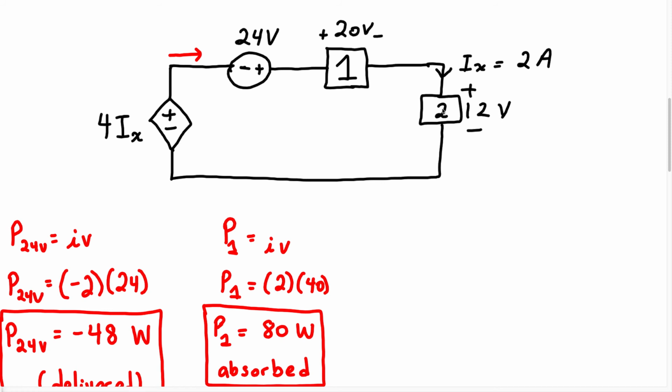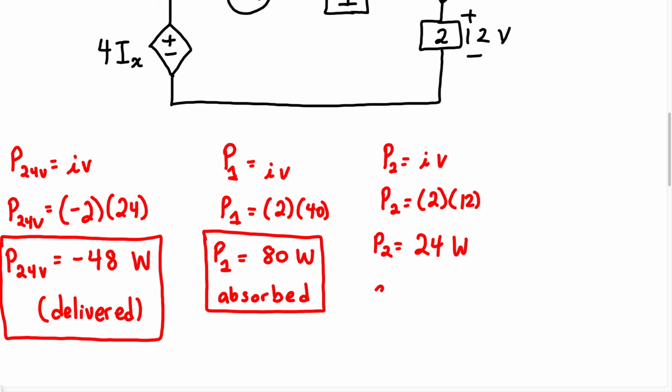Okay, let's do the power in the second box. We have the power in the second box is I times V. We know the current is going to be 2 amps and it's flowing from the positive terminal to the negative terminal. So we're going to have a positive current of 2 amps and the voltage is going to be 12 volts. When you solve for this, the power in this box is going to be 24 watts. Therefore, because it's a positive power, we know it's going to be absorbing power. So this is the answer for that particular element.